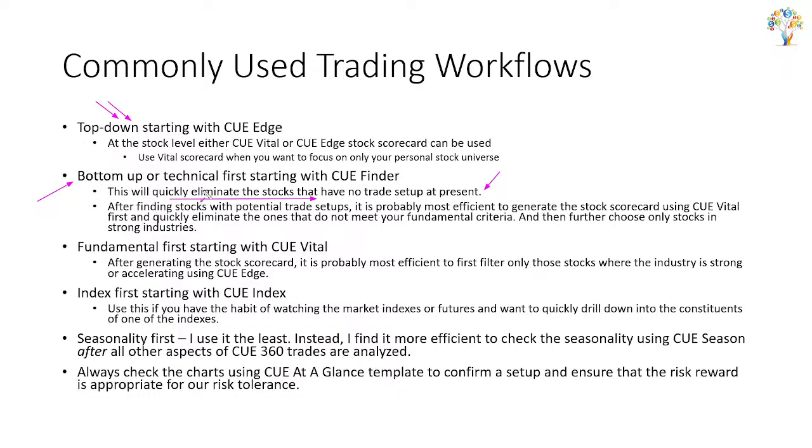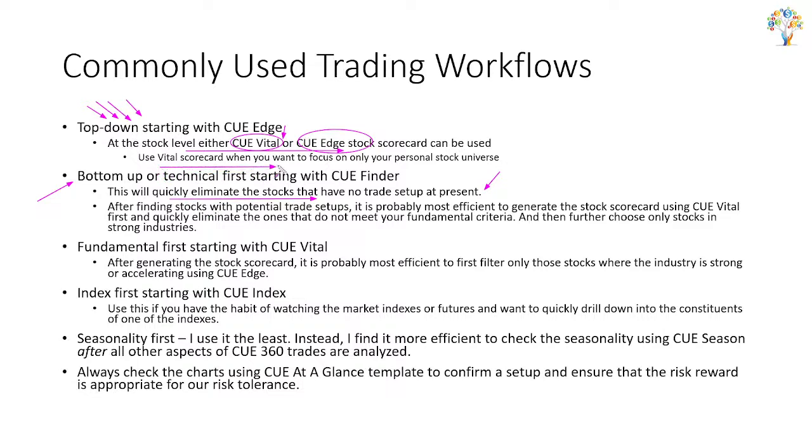Now, those are the first steps, but let me go back to the higher level, the first workflow one more time. After we find the sector and industries in QEdge, at the stock level, as I explained, using the cyan or orange color button, you could go to either QEdge stock scorecard using the cyan button or QVital, which is an external application in relation to QEdge, using the orange button.